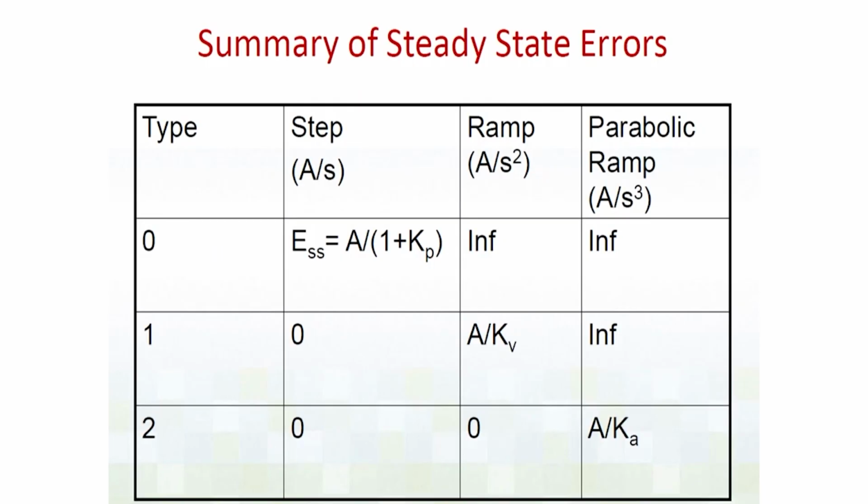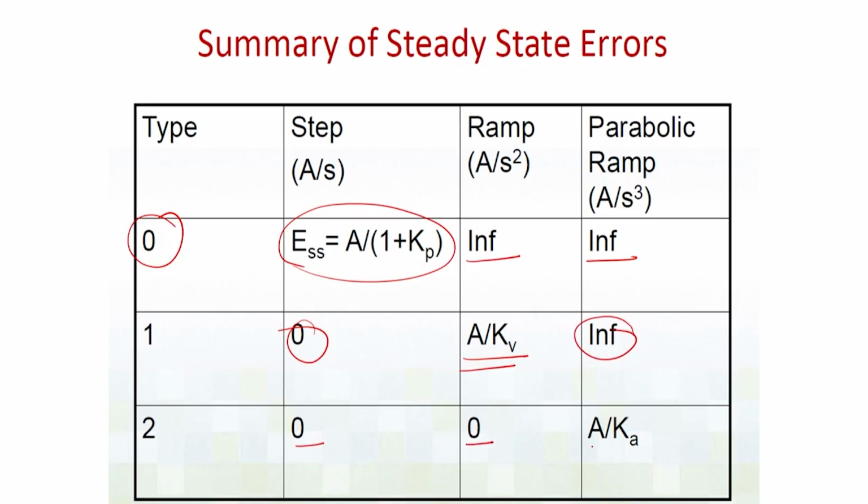Extending this logic, finally you can write that a type 0 system is going to show infinite error for ramp and parabolic, and some finite error in the step input. A type 1 system will show 0 error against step, but for ramp there will be finite error, and infinite error against parabolic. A type 2 system will be 0 here, finite here. Type 3 onwards will be all 0, which means if a system is having 3 roots at the origin, it is going to follow the signals up to parabolic without any problem.